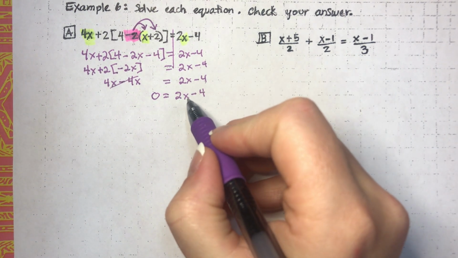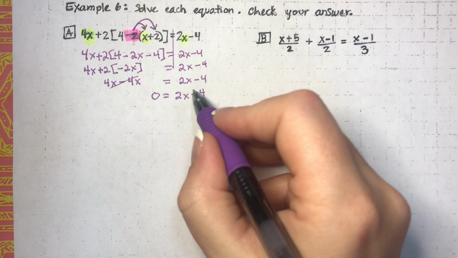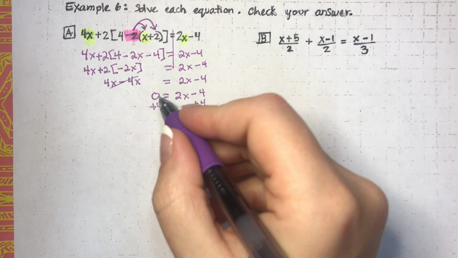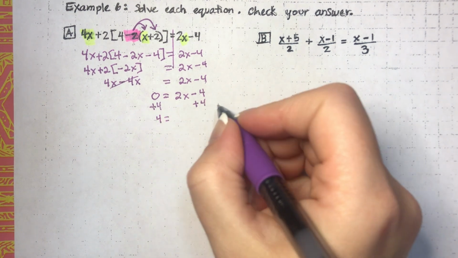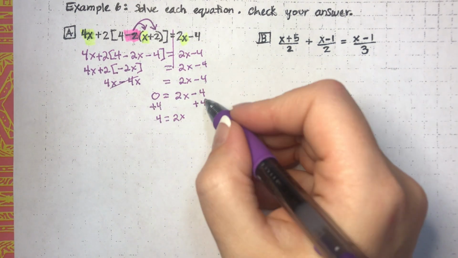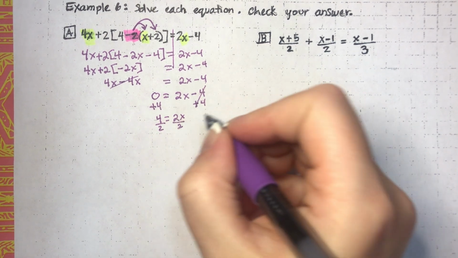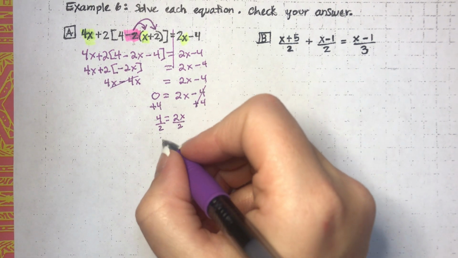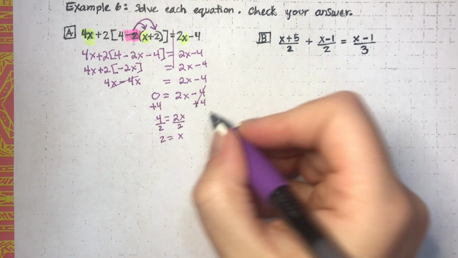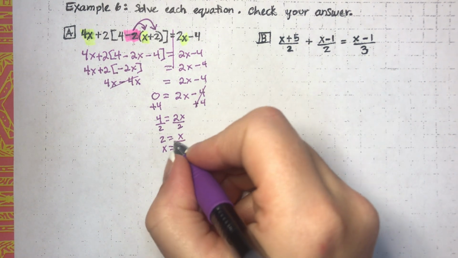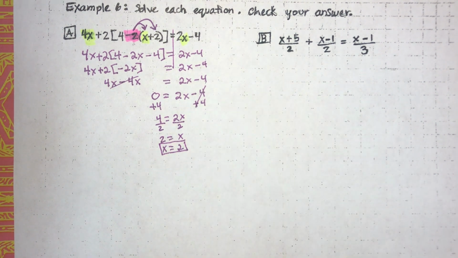And then we're trying to get x by itself, so I'm going to get rid of this bit over here. We're going to add 4 to both sides. 0 plus 4 is 4 equals 2x. And that cancels, and then we just divide by 2, the inverse operation of multiplication. 4 divided by 2 is 2 equals x, or x equals 2. Boom. There we go. That's our answer.